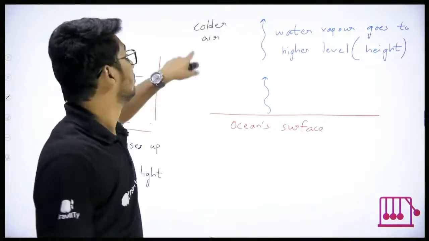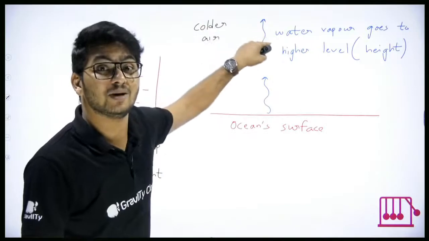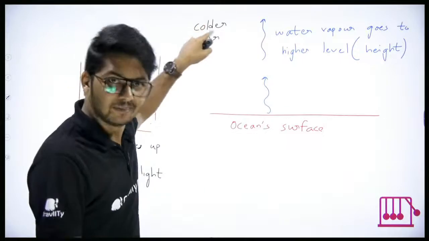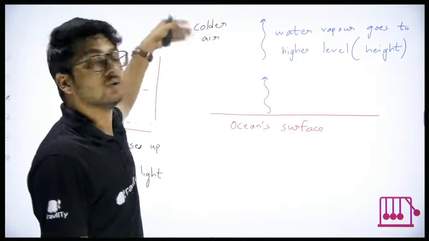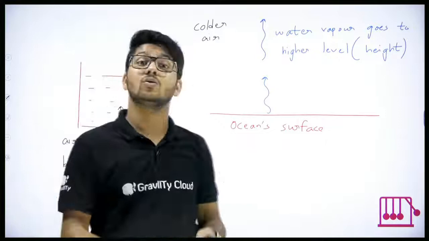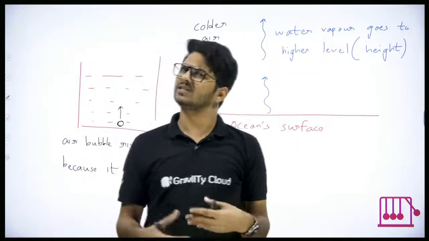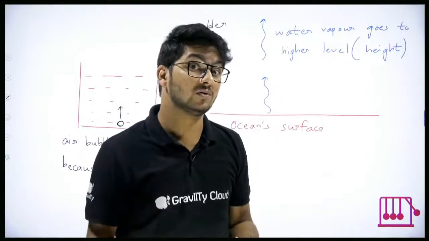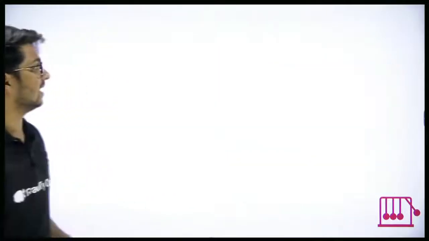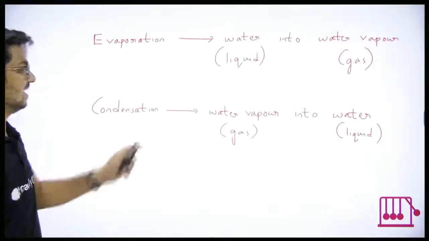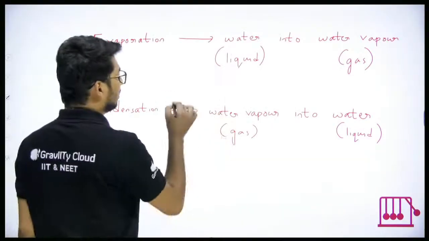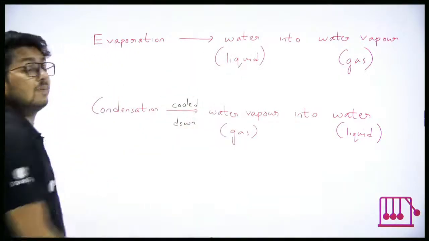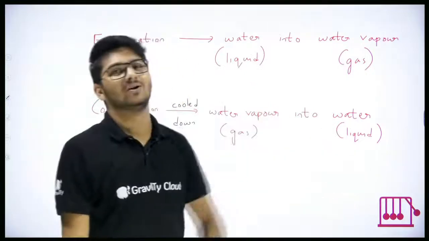So water vapor is going up. At the top, you have colder air. So water vapor will cool down. Obviously, right? Water vapor is going up. There the temperature is low. There we have colder air. So water vapor cools down. And what happens when water vapor cools down? Condensation takes place. That's what we have learned. Condensation takes place when it is cooled down. Yes or no? Right. So here water vapor will again convert into water.